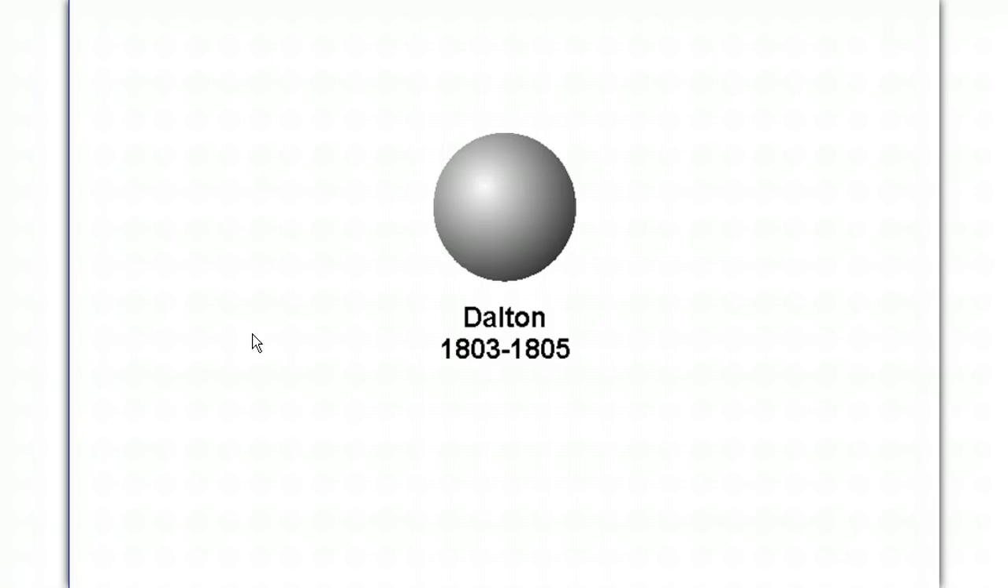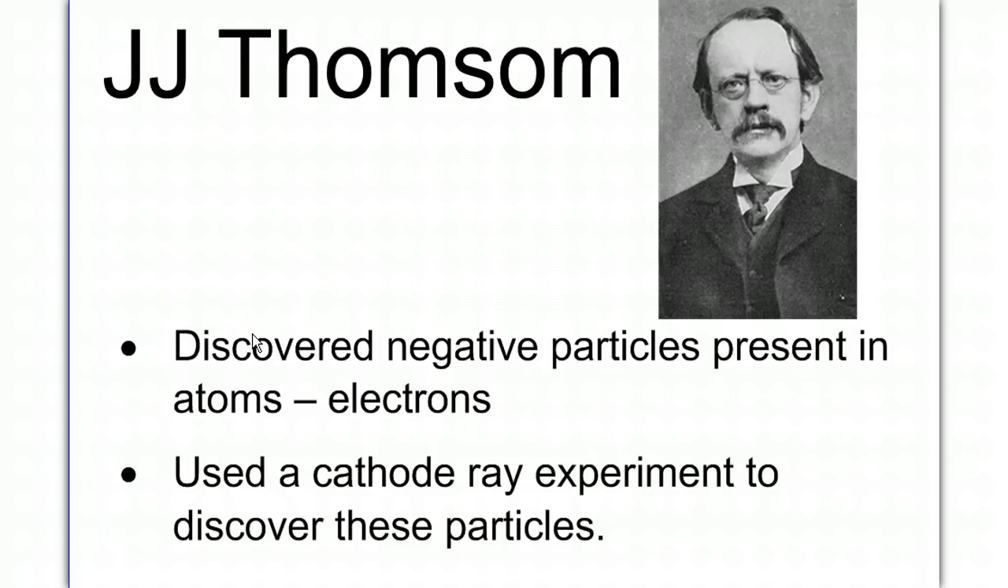So Dalton's model would continue to look like this. J.J. Thomson does actually perform an experiment known as the cathode ray experiment, in which he discovers with that experiment negative particles. So these particles are named electrons.